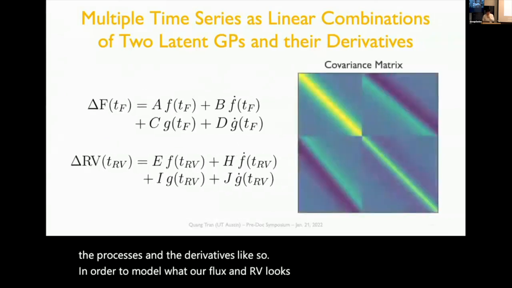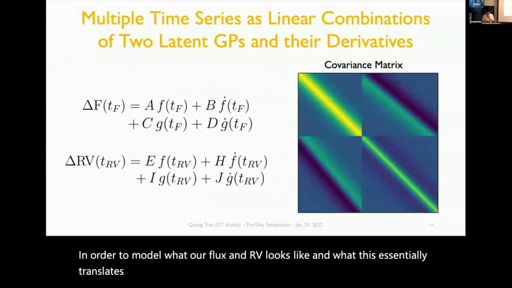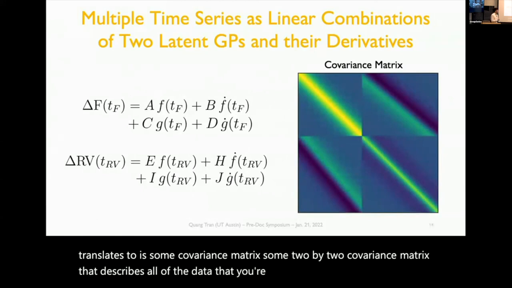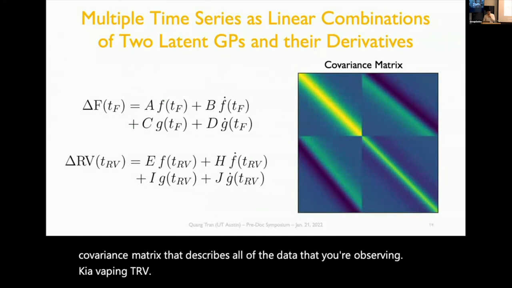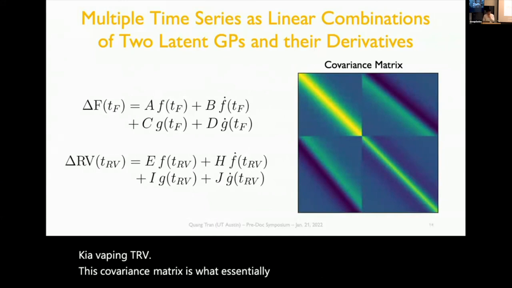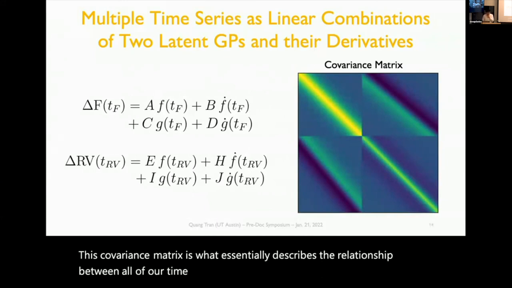What this translates to is a 2x2 covariance matrix that describes all of the data that you're observing, the flux F(t) and the RV(t). This covariance matrix is what describes the relationship between all of our time series, and that's what's really important.